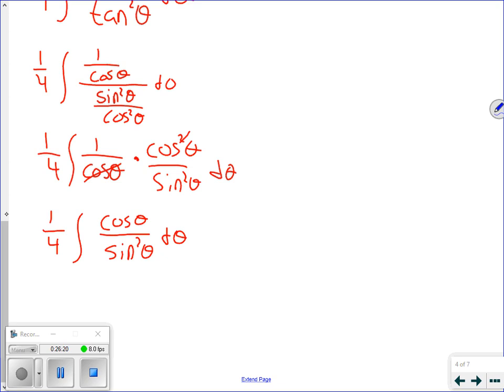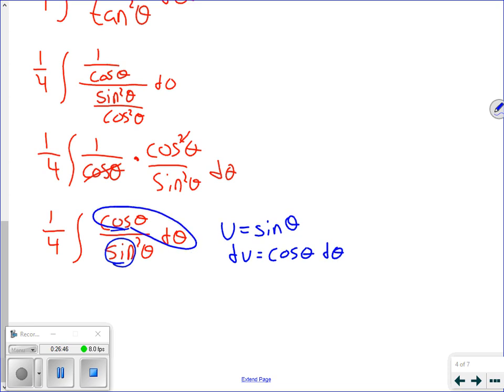Cosine over sine. You can keep trying to simplify trig down, but here's a little tip. If I have an integral with both cosine and sine, then you can do u substitution all day long because the derivative of one is the other. Pick u to be what's underneath the square. What if I let u be sine of theta, and du would then be cosine of theta d theta? And here is cosine of theta d theta, so we can do u substitution here at the end.